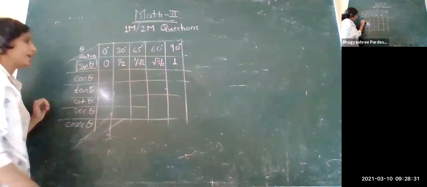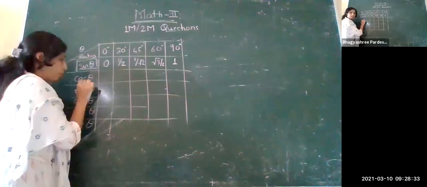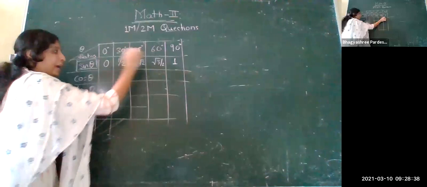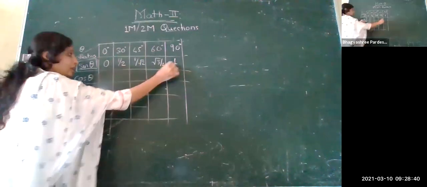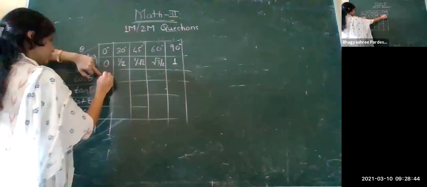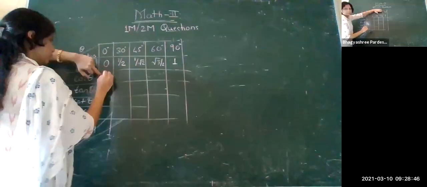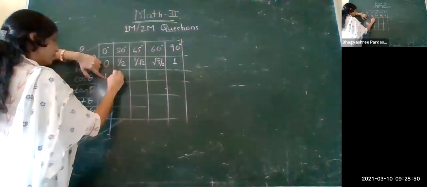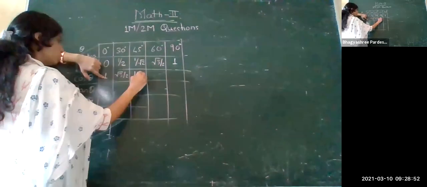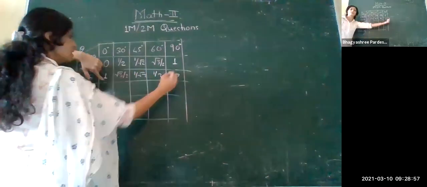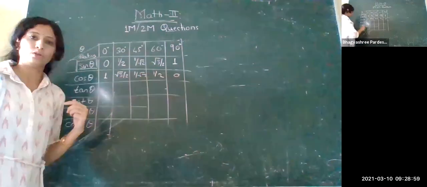So how to do this? This is cos theta. The values of cos theta are actually the reverse of sine theta. So simply start from here. Here it is 1. Next is root 3 by 2, write down root 3 by 2, then 1 by root 2. Next is half. And finally the 0. What I just wrote are the reverse values of sine theta for cos.